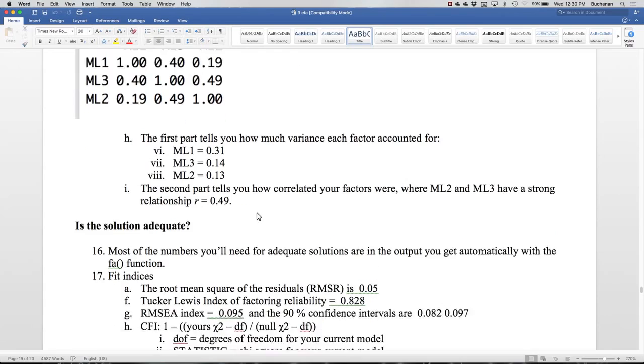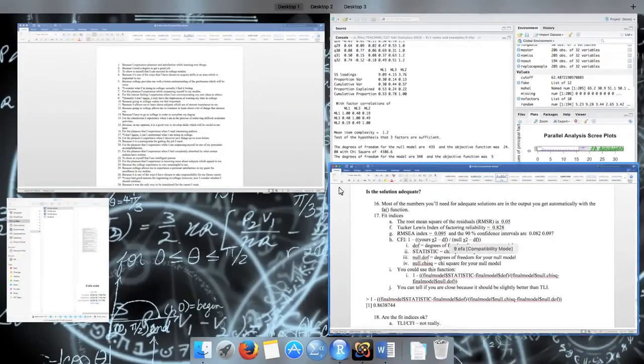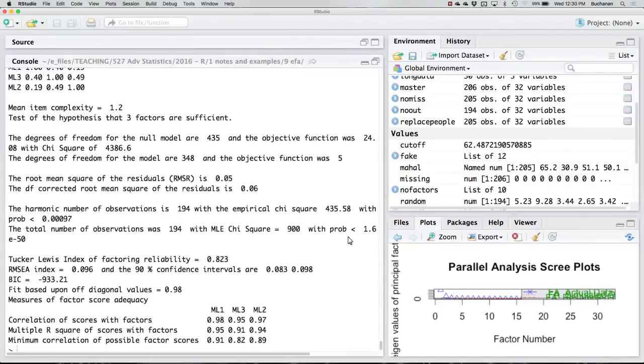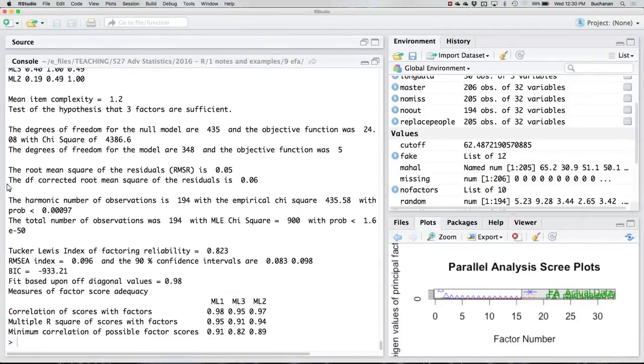Okay. So is my solution adequate? Well, we look through this output for the fit indices. It's not the easiest thing to read, but here's RMSR. So the root mean square of the residuals is 0.05. That's in the good range, the excellent range. Scroll down some more, we get the RMSEA, and that's in the okay range. So 0.10 and the 90% confidence interval. It's not 95, it's 90. It's a little weird. That's normal. So 0.08 to 0.9. You want that range to be kind of small.